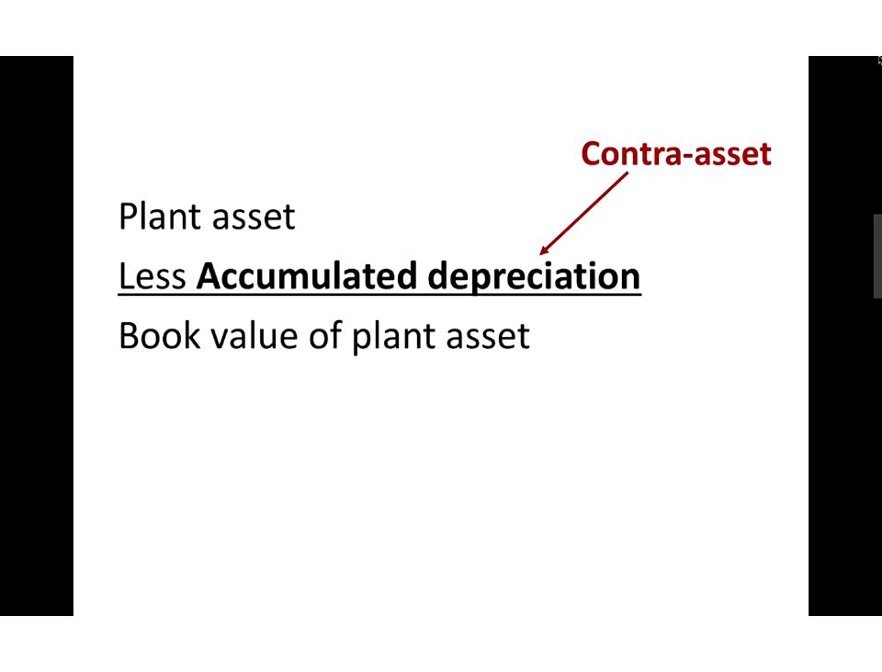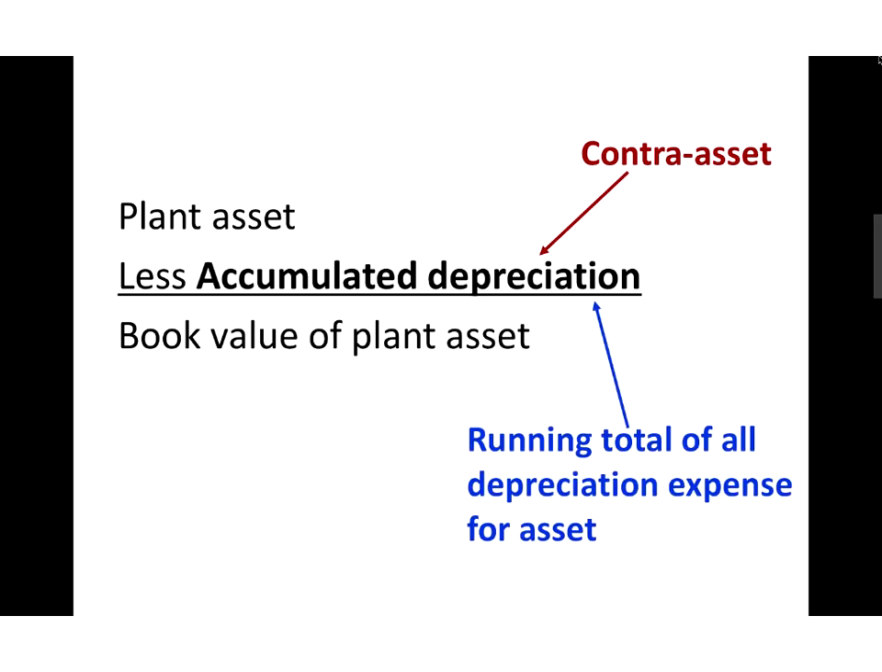Accumulated depreciation is a contra asset, meaning it is an offset to the original asset. So when we have an asset, let's say this house that Black Squirrel Rental purchased, we don't reduce the cost of the house on our books. We put all the depreciation in this contra asset called accumulated depreciation, which reduces the book value of the house. Accumulated depreciation is a running total of all the depreciation expense for an asset from the beginning of that asset's life to date.